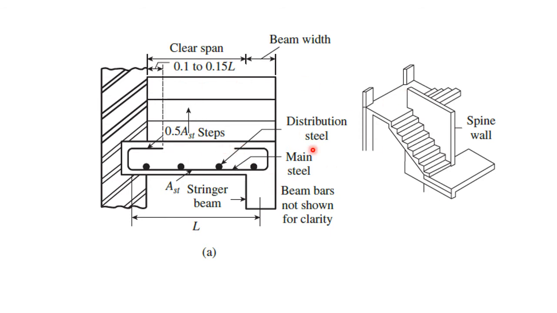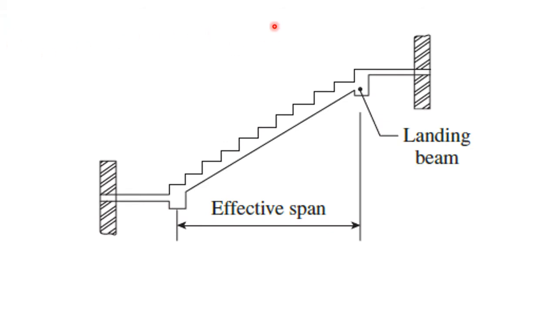Okay, so this is the general cross section that we are going to see. This figure helps you to calculate the effective span of the staircase. Always the effective span of the staircase should be taken from the center of the landing beam to the center of one more landing beam. If the landing beam is absent, then you have to consider from the center of the support to the center of one more support.